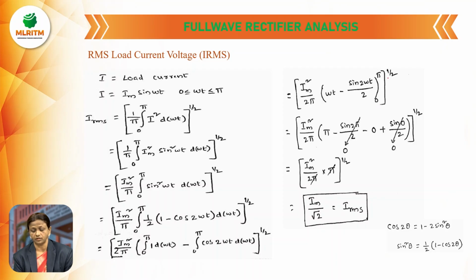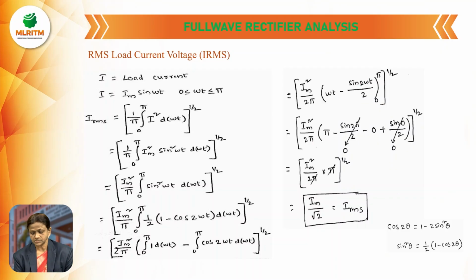Because sin 2π is 0 and sin 0 is 0, for the second term, both the upper limit as well as the lower limit become 0. What about the first term? The first term is nothing but ωt. The upper limit is nothing but π. So Im square by 2π minus ωt is nothing but 0.